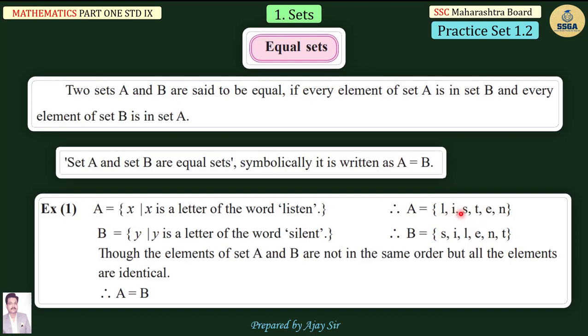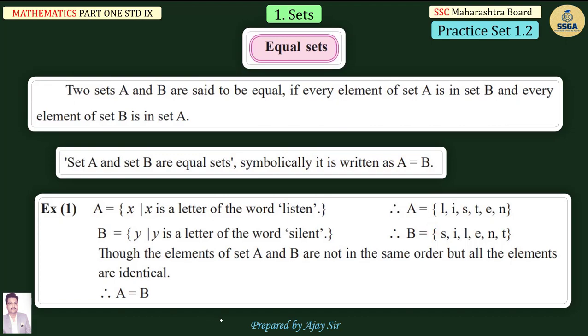If you compare A and B, all letters are present. So set A letters, all letters are present in set B. So S, I, L, E, N and T, all letters are present in set B, and all set B letters are present in set A. So therefore here, though the elements of sets A and B are not in the same order, all elements are identical. So therefore this is called an equal set, student. This type of set is called an equal set.